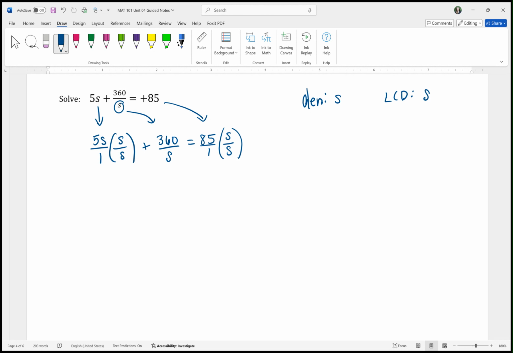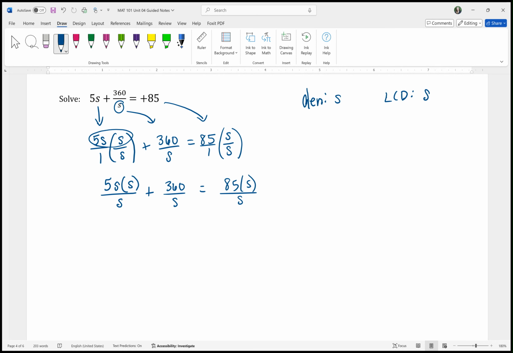Okay? All right. So let's simplify this. Again, I'm just going to write the top, and then I'll simplify on the next step. 5s times s. Just make sure they don't look like 5s, right? 5s times s over s, plus 360 over s, equals 85 times s over s.